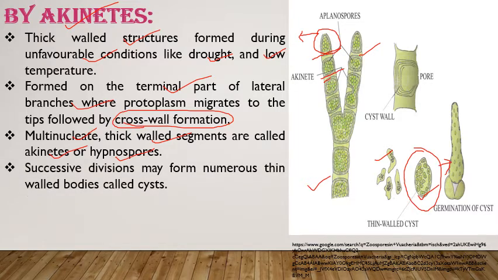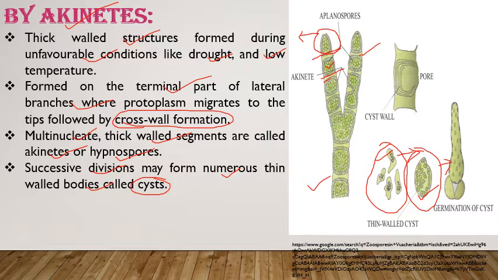Then जो ये successive division है that may form numerous thin walled bodies which are known as cyst. सो इसके अंदर बनता है small thin walled structures like this one, and these structures are known as cyst, and this cyst has capacity to give rise to new filaments in vaucheria thallus जब conditions favorable हो जाती हैं.